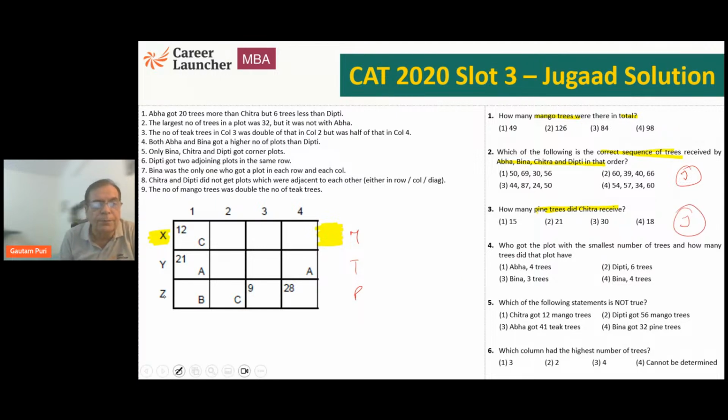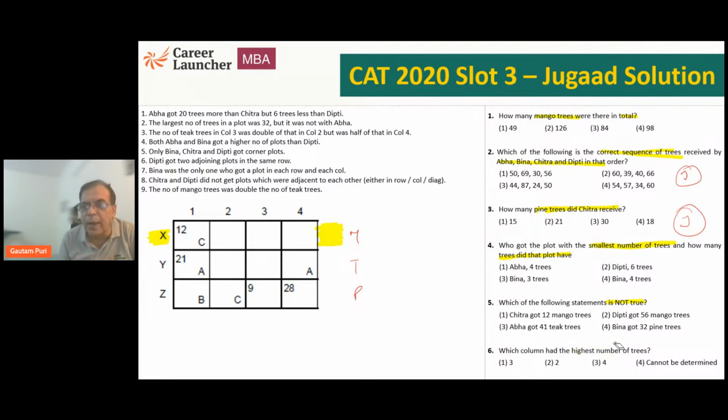Question number 4. Who got the plot with the smallest number of trees, and how many trees did that plot have? We'll have to solve this. Which of the following statements is not true? Again, we'll need to solve this completely. Which column had the highest number of trees?